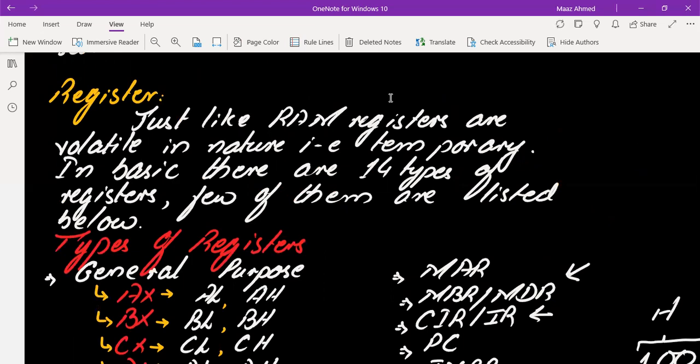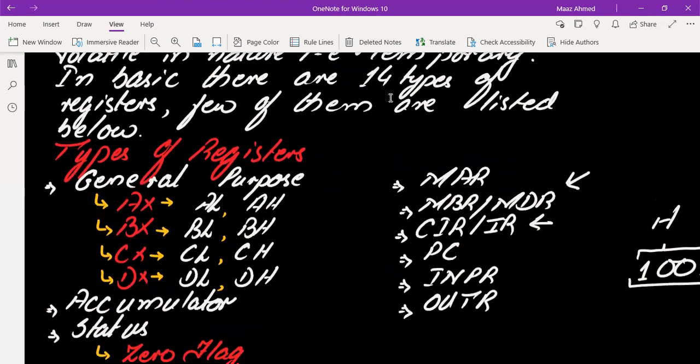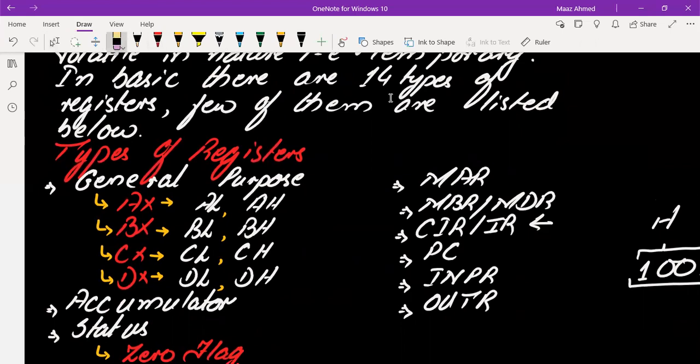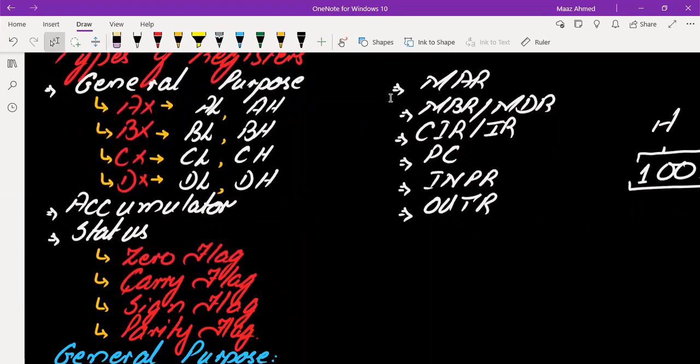I mentioned over here that in general there are 14 types of registers. What does this sentence mean? This means these registers can be classified further, and if they are classified further, we say that there are 14 types of registers. A few of them we have mentioned over here: general purpose, accumulator, MAR, memory address register, MBR or MDR, memory buffer or memory data register, CIR, current instruction register or instruction register, input register, output register, and finally the status register. Now we will be dealing with each one by one.